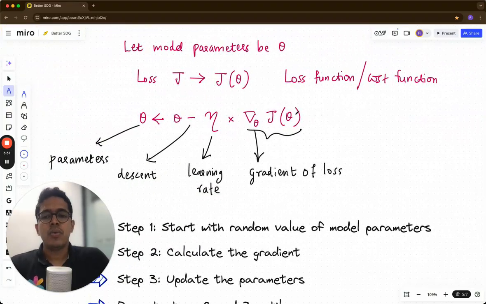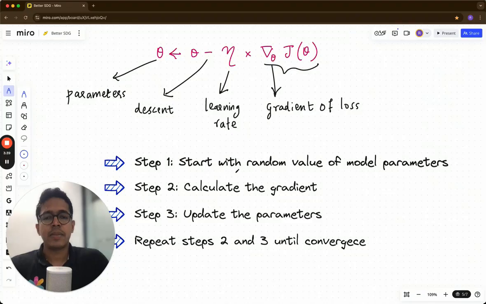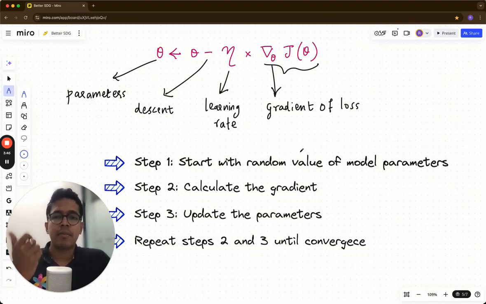The first step is to initialize some random values for theta, which are the model parameters. In the last lecture, we initialized theta with values of 0 for intercept and 0 for slope. Any random values are fine.